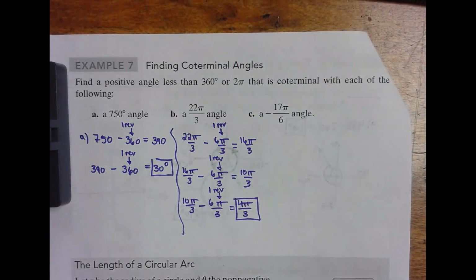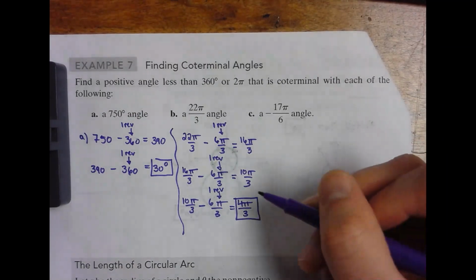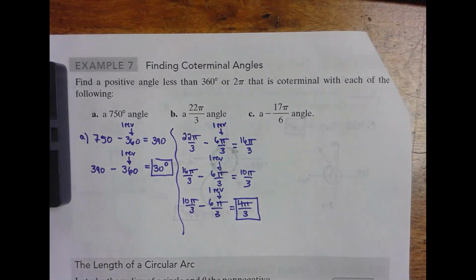So 4 pi over 3 is coterminal with 22 pi over 3, which is also coterminal with 16 pi over 3 and 10 pi over 3. After we subtract away all those revolutions.